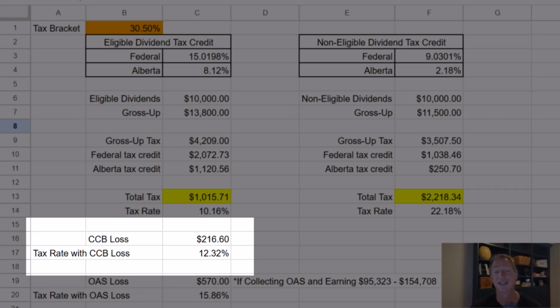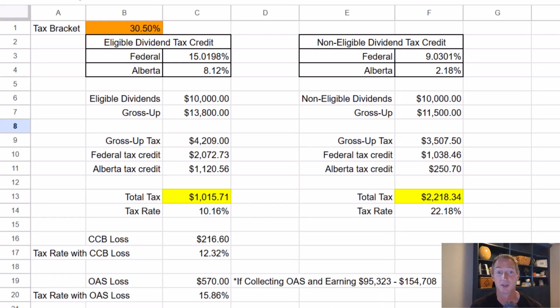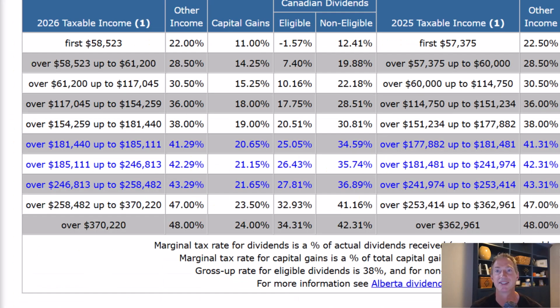So you can see if I include the loss from the CCB with the tax, I'm actually paying about 12.32% rather than the 10.16%. 12.32% is still good. And you can see on taxtips.ca that capital gains would get taxed at 15.25% for me. And so it's still worth it for me to get those dividends there. Again, taxed every year rather than on the sale though. So there are implications there as well.